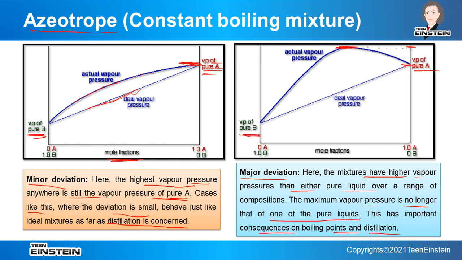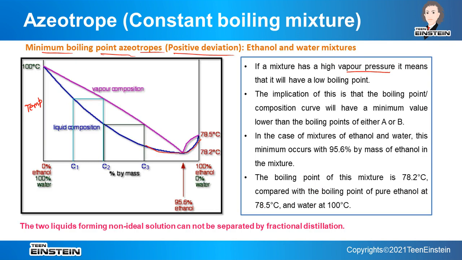Now if the vapor pressure is high compared to the original pure liquid, then obviously the boiling point will be low. So that is why whenever there is positive deviation in the vapor pressure versus composition curve, and when you switch to the temperature versus mole fraction curve, there will be a minimum temperature. In this case, we have taken an ethanol and water mixture. Ethanol and water mixture is actually the example of a minimum boiling point azeotrope. So here, when vapor pressure is high, it means they will have a low boiling point.